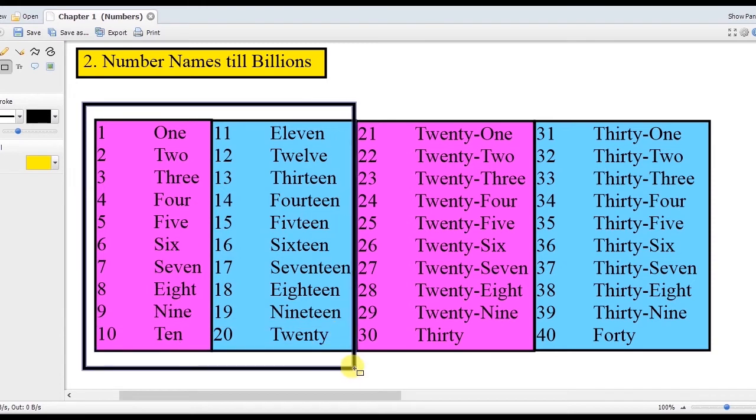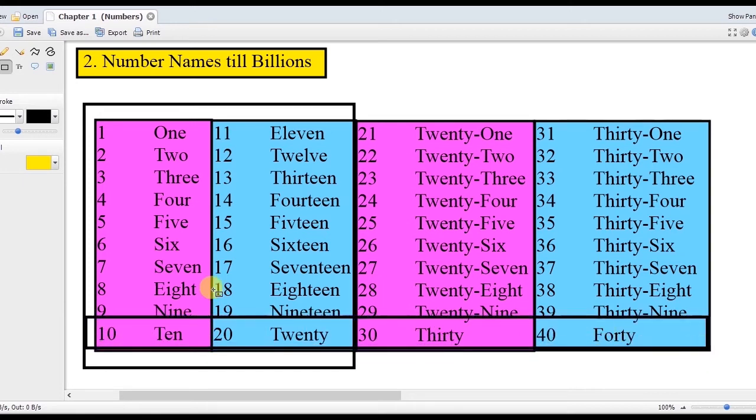1 to 20, and after that you have to learn the spellings of the last row: 10, 20, 30, 40, 50, and so on, right? Now see why I'm telling you this.